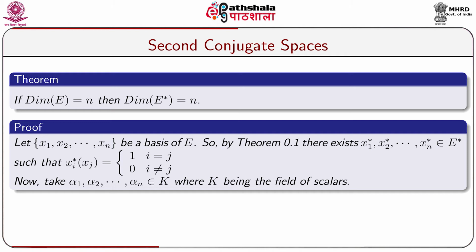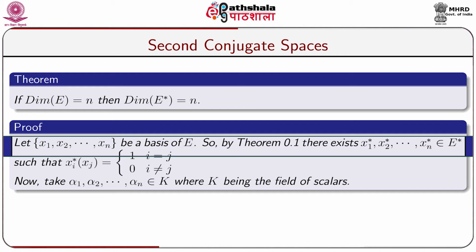Let us take a theorem. If the dimension of E is equal to n, then the dimension of E star is also equal to n. That is, if the dimension of the underlying space E is equal to n, then the dimension of its first conjugate space E star is also equal to n. Let us take the proof.